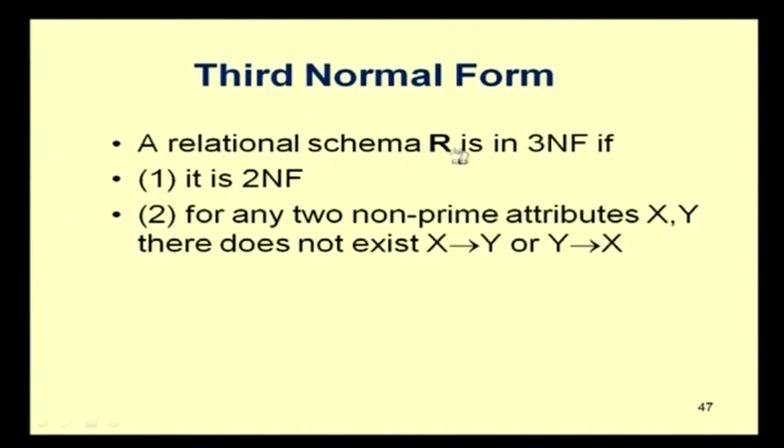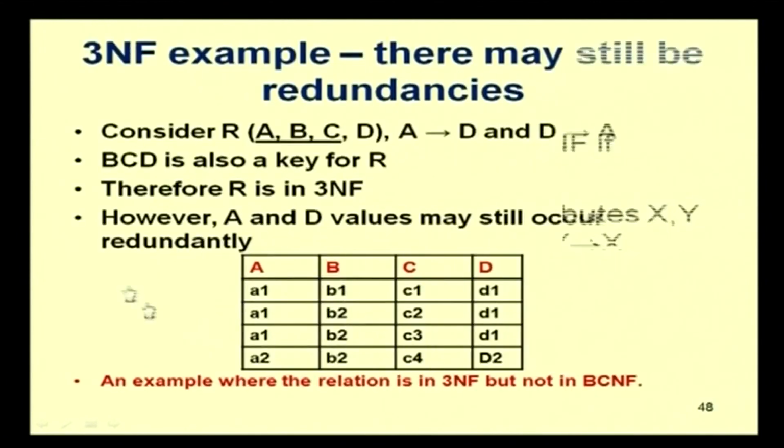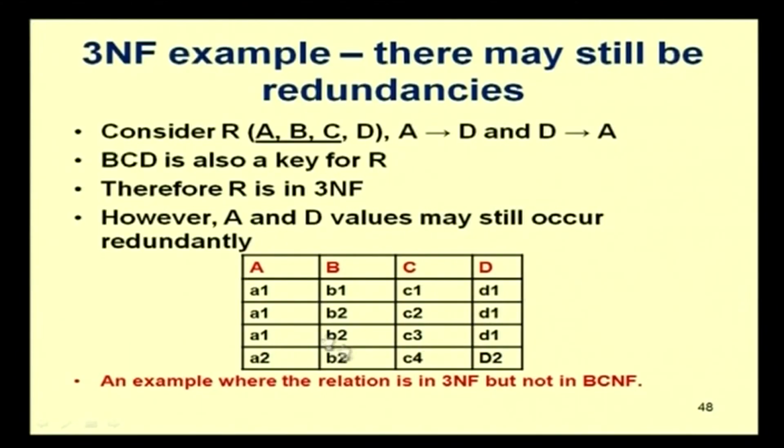A relation schema R is in 3NF if it is in 2NF, this we have already seen. This is just to make you understand 3NF and BCNF in a better way, because here we are also taking the tuples. Consider this R(A, B, C, D), and A to D holds and D to A holds, B C D is also a key. Therefore, R is in 3NF. However, A and D may still occur redundantly, therefore, this is not in BCNF.